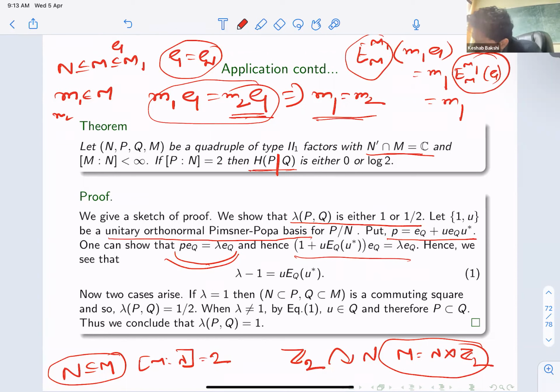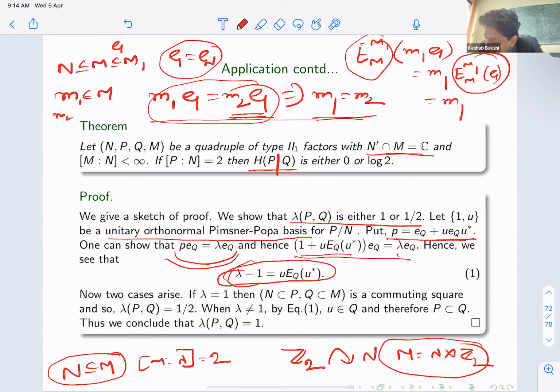Now come back to this proof. So using that unitary basis, 1 and u, we have defined this auxiliary operator P, e_Q plus u e_Q u star, then multiply by e_Q on both sides. So what we get, and use this uniqueness condition of the push down lemma, M_1 e_1 equals M_2 e_1, then we can prove that lambda minus 1 is nothing but u e_Q u star. Right, because this lambda is the same as this, as I said before. Now, lambda minus 1 is a scalar, which is equal to u star.